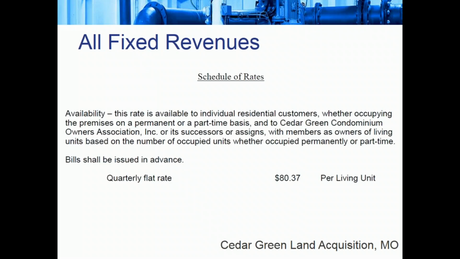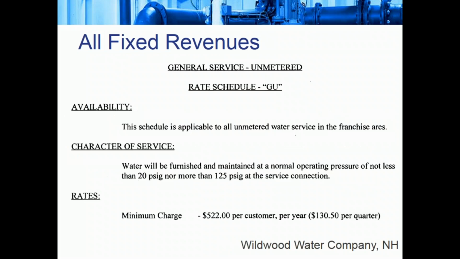For example, this is the Cedar Green land acquisition water system in Missouri. They do a quarterly flat rate of about $80.37 per living unit, and that is their water rate. So if somebody uses 1,000 gallons a quarter, they pay $80. If they use 20,000 gallons a quarter, they pay $80. You're just paying to access the water system.